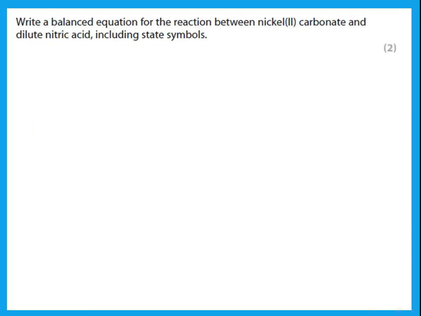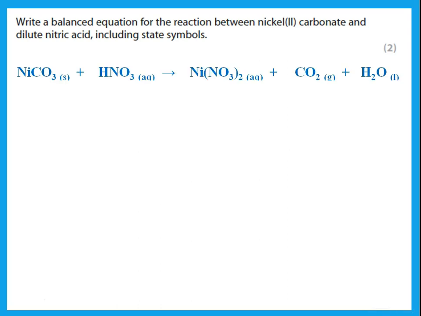Write a balanced equation for the reaction between nickel 2 carbonate and dilute nitric acid, including state symbols. Now, nickel 2 carbonate, remember that if I say that the valency of nickel is 2, well, the valency of carbonate also is 2, so I don't put 2 under any of them. So nickel carbonate is NiCO3. Nitric acid is HNO3. That will give what? You should realize that any carbonate with acid gives something plus carbon dioxide plus water. And that something is called the salt. So, nickel carbonate plus nitric acid will give carbon dioxide and water.